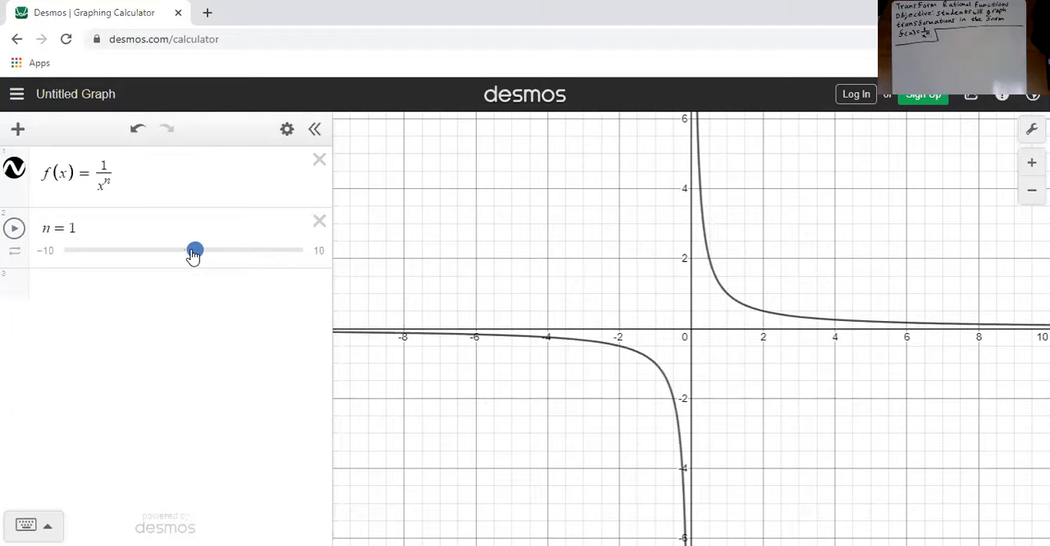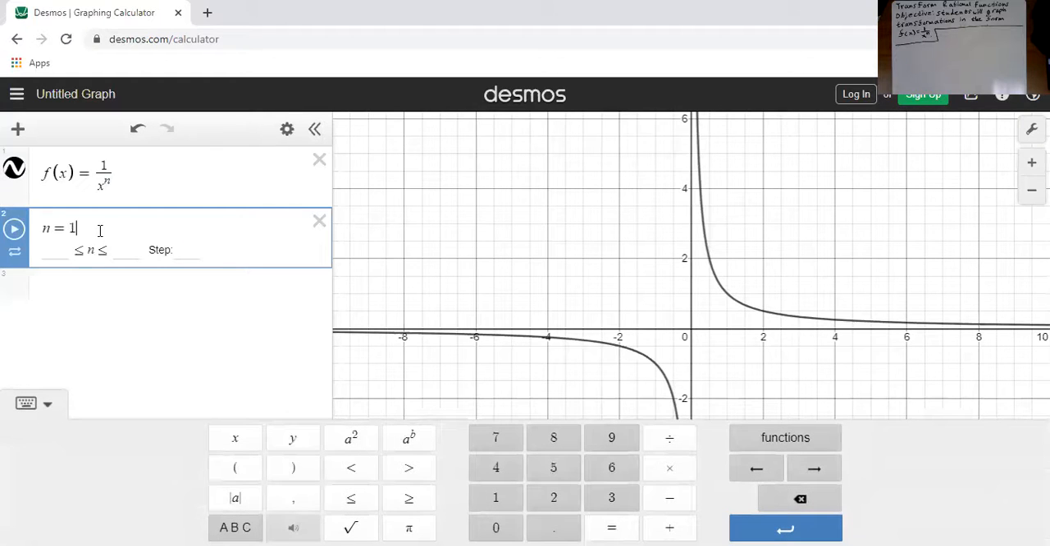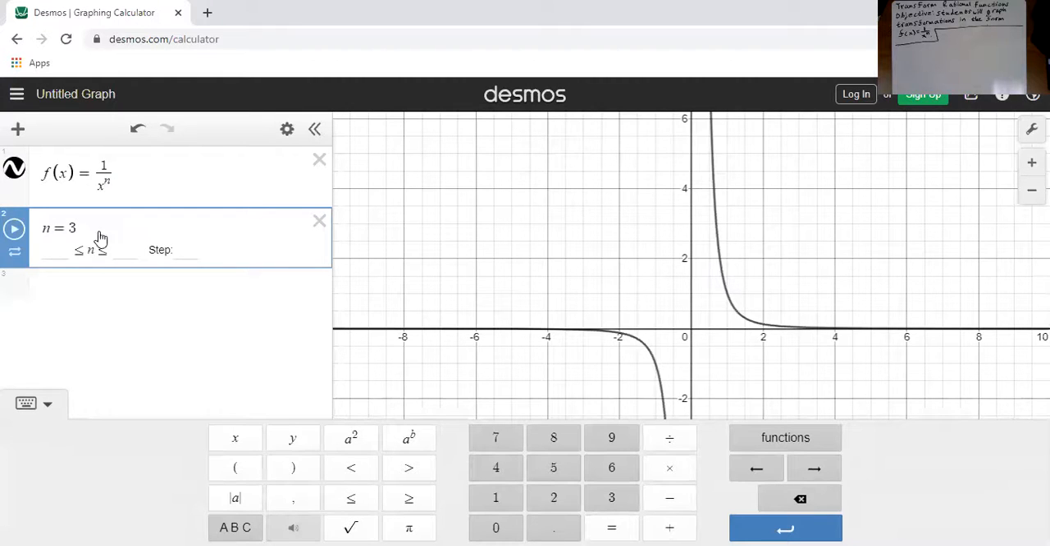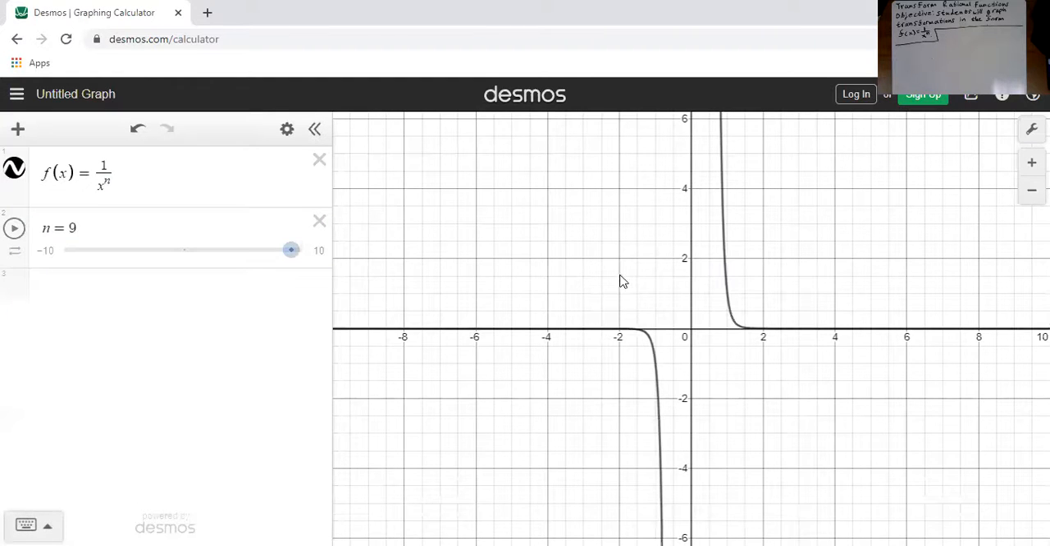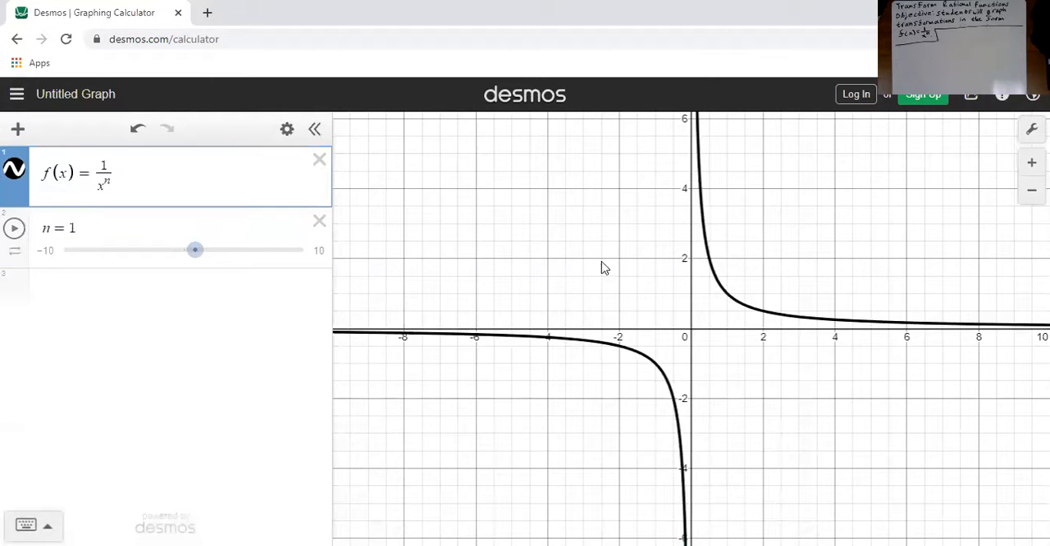Now let's start by looking what happens when n, our exponent in the denominator, is an odd number. So when it is an odd number, 1, 3, 5, 7, 9, and so on, we get this shape that is rotationally symmetric around the origin. You see that if I take this and rotate the screen 180 degrees, you get the same shape that we started with.